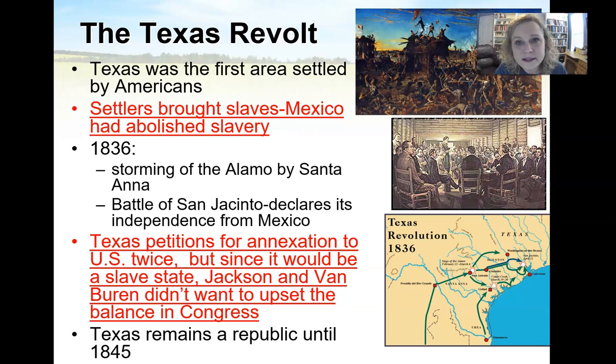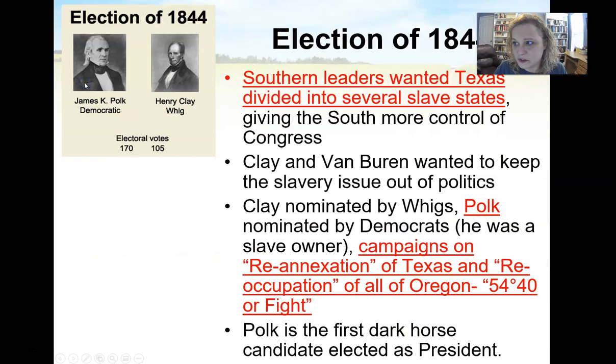Now, Texas goes into debt almost immediately. And Sam Houston, for instance, is constantly petitioning for Texas to become annexed, which means part of the United States. Twice they're rejected. They don't want to do that because it's going to upset that balance. We know from the Missouri Compromise how important that balance really was. And Texas is going to remain its own republic for 9 years until 1845 when it is annexed to the United States.